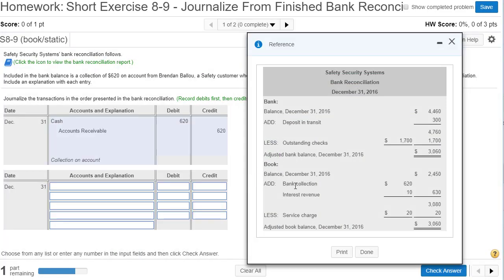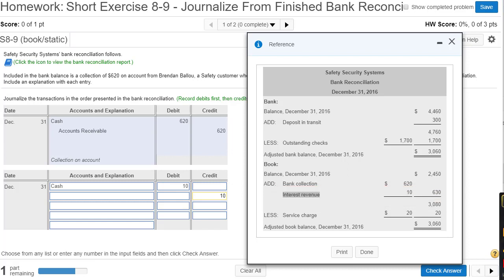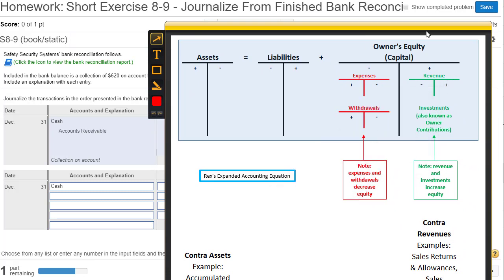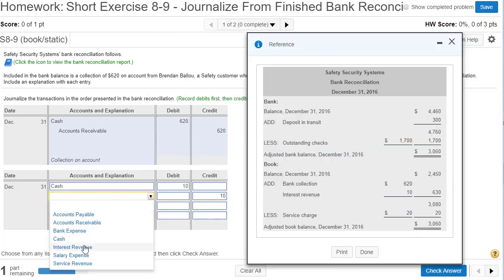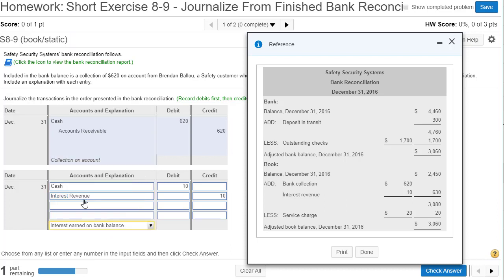Okay, going in order, we've done the bank collection. Now let's do this interest revenue. Notice the money, it says we're adding it. So that means cash is going up. So cash increases with a debit, $10. And why did we receive this $10 cash? It's from interest revenue. And interest revenue, is it going up or is it going down? Well, it's increasing. That's why we're going to credit interest revenue. Interest earned on bank balance.